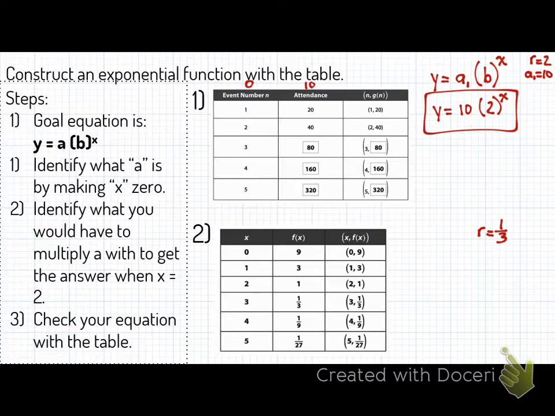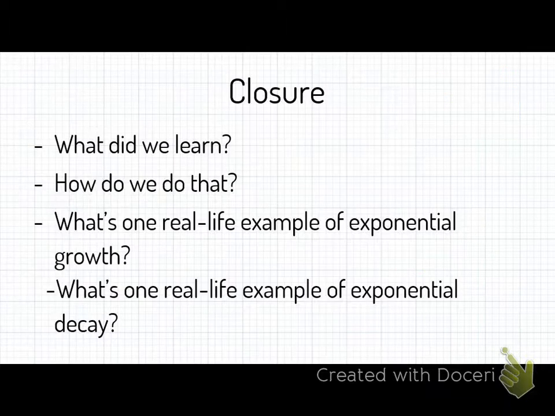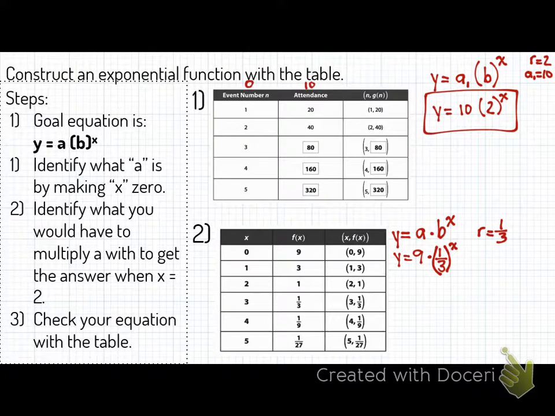So we're going to say A1 is 9, and we're just going to use that value, okay? We plug in the numbers, and then we get this answer at the end. Y is equal to 9 times 1/3 to the x power. Okay? So that's how you do numbers 1 and 2. Is this hard? No, we're just plugging in.